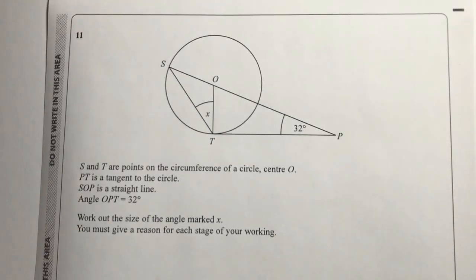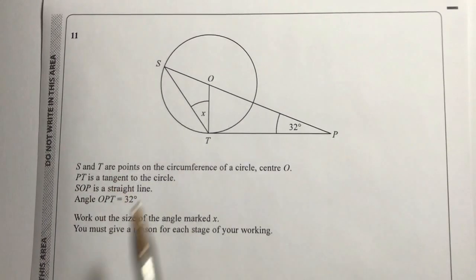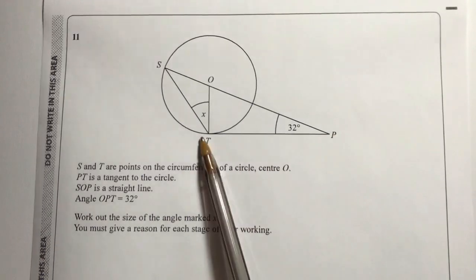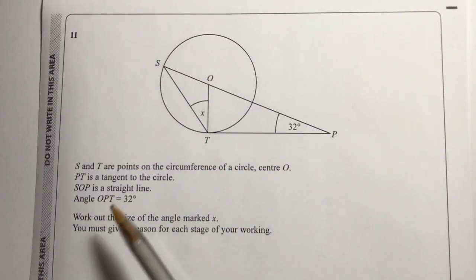Okay, I think the difficulty of these questions is that they can look a little bit daunting, because you've got a lot of information here which you know anyway because it's already on the drawing. So PT is a tangent to the circle. You can kind of see it's a tangent. Well, I suppose you do need it written down, but it does make life a little bit trickier when you've got to read all of these things. And then it asks you to work out the size of the angle marked X. Okay, and you must give a reason for each stage of your working.